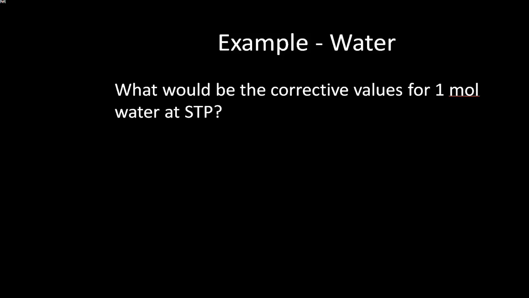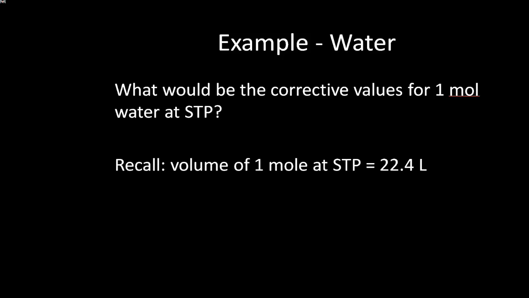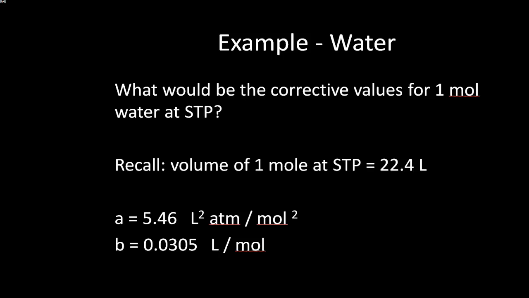Recall STP, standard temperature and pressure, so a temperature of 0 degrees Celsius or 273 Kelvin and a pressure of 1 atm. You may recall that under normal conditions, the volume of 1 mole of any gas at STP is going to be 22.4 liters. So we can use this in our equation. We look at the table on the last slide, which shows that the adjustment constant A is 5.46 liters squared atm per mole squared, and B is 0.03305 liters per mole. These units just make things come out right. So in the end, A ends up in atmospheres and B ends up in liters, as A is adjusting pressure and B is adjusting volume.